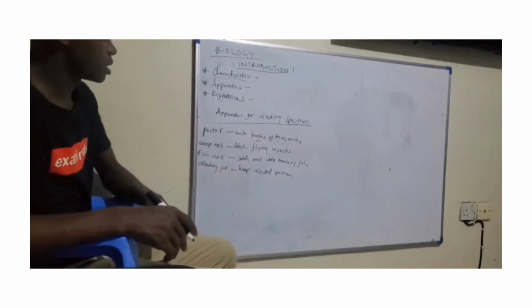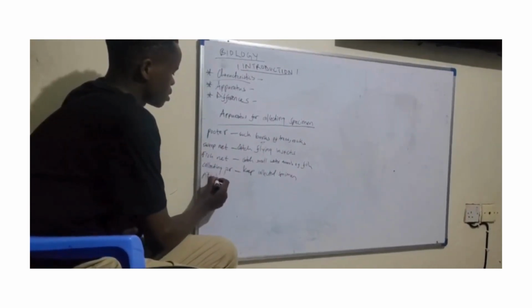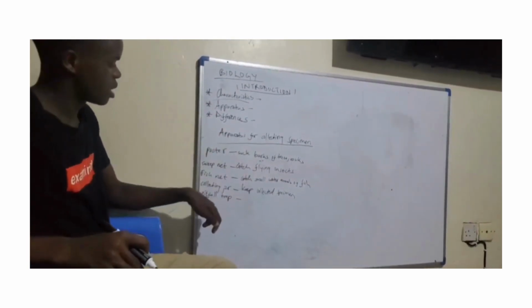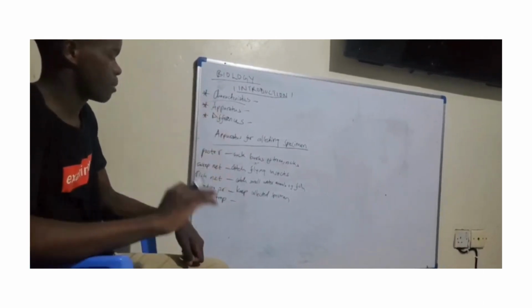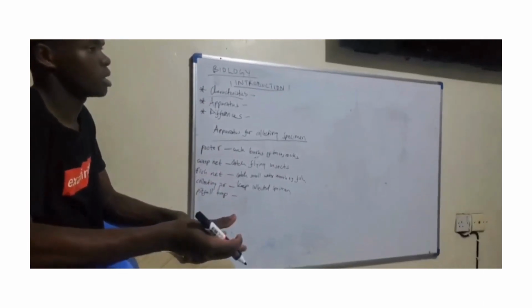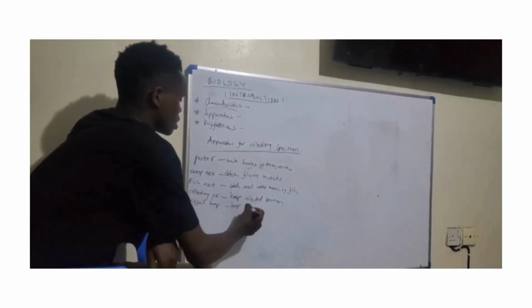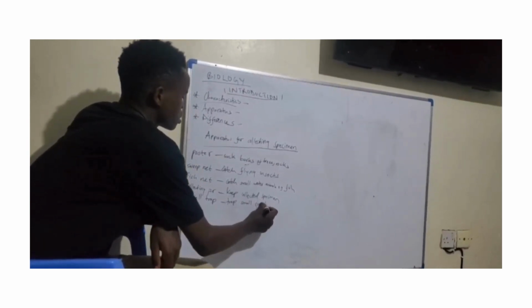Moving on from a collecting jar, we now move to the pitfall trap. What is the work of a pitfall trap now, guys? A pitfall trap simply is used to trap small crawling animals.